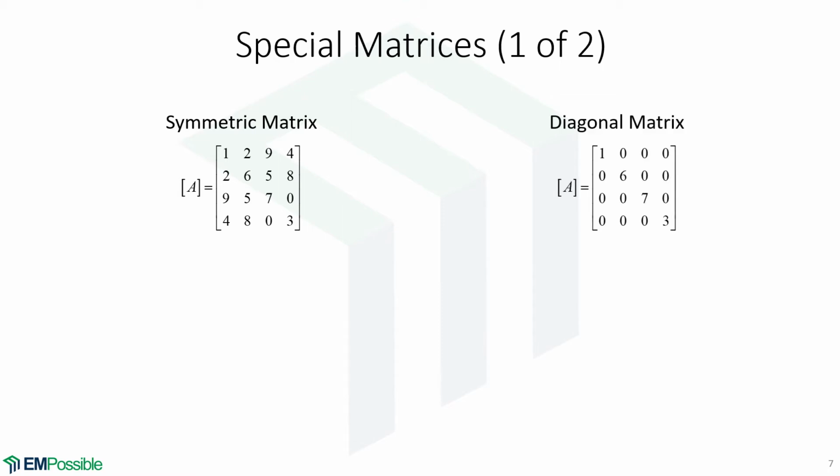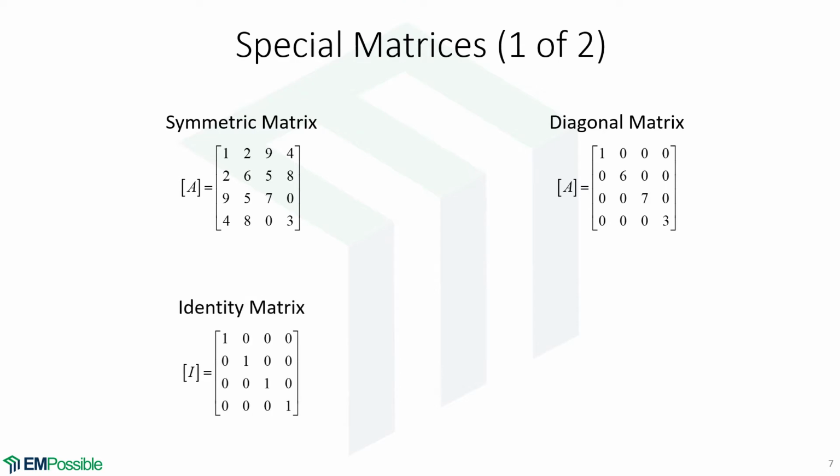We can talk about a diagonal matrix. If we say a matrix is diagonal, we're talking about a matrix that has all zeros except numbers running down the center diagonal. If there's numbers anywhere else, we cannot call that a diagonal matrix.